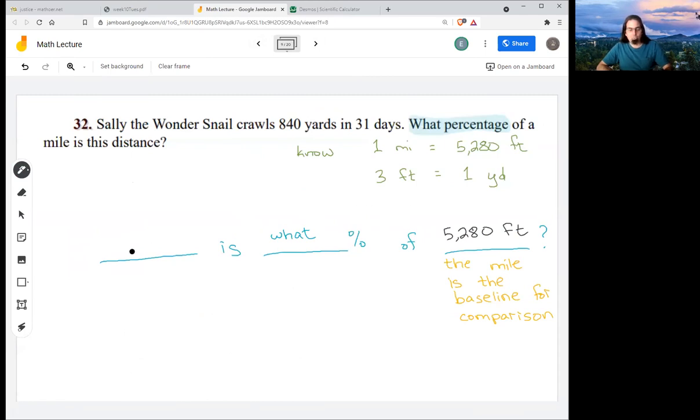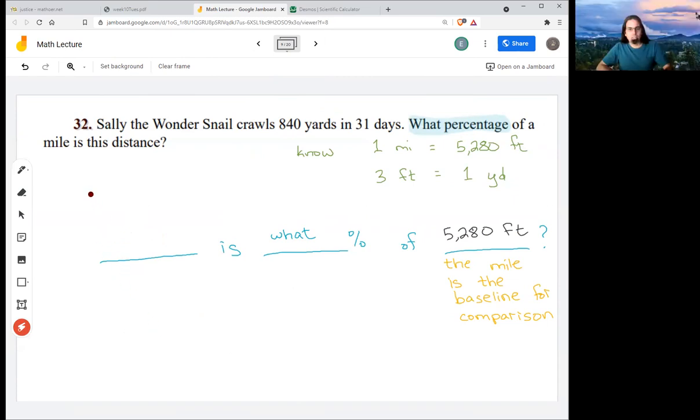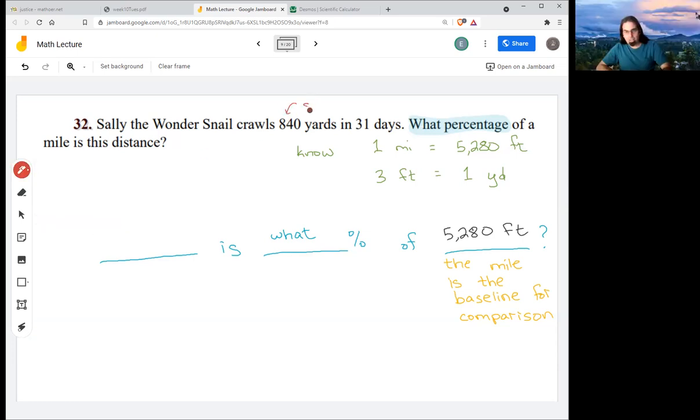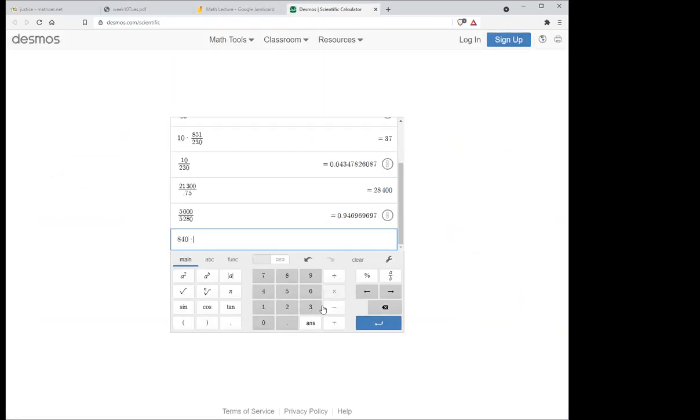I can't put 840 here. Why not? Would it be 2,520? How did you get that? I did 840 times 3 because 1 yard is 3 feet. So 840 times 3 is indeed 2,520.